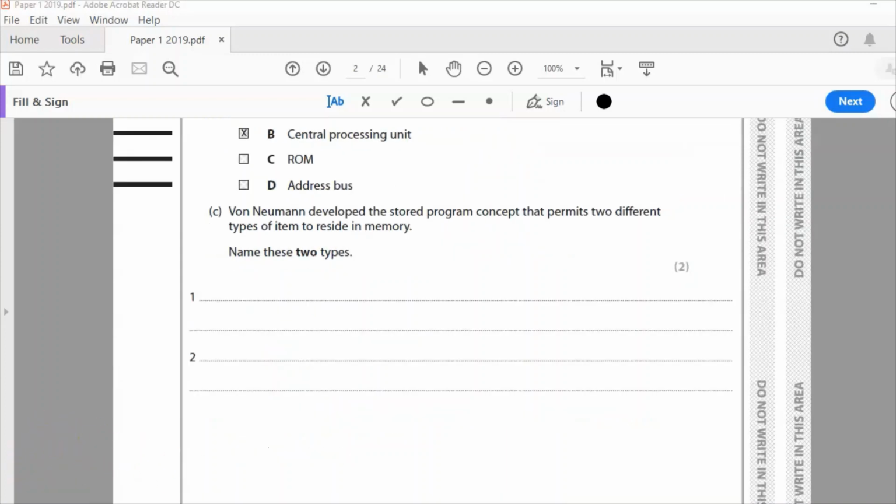Question C, von Neumann developed a stored program concept that permits two different types of data items to reside in memory. Name these two types. The two types are data and instructions.